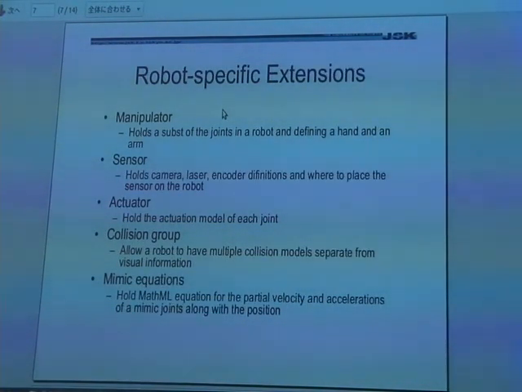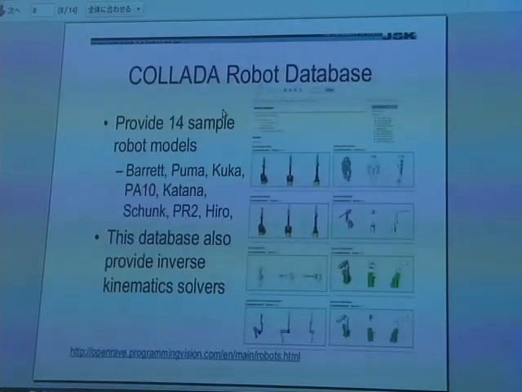And we also added sensors, and actuators, and a collision group. By using this information, the robot can have multiple collision models separate from the visual information. So if you want a very nice visualization of the robot, but when you calculate the collisions you can define a more simplified model. And we can also add the mimic equation in the COLLADA model.